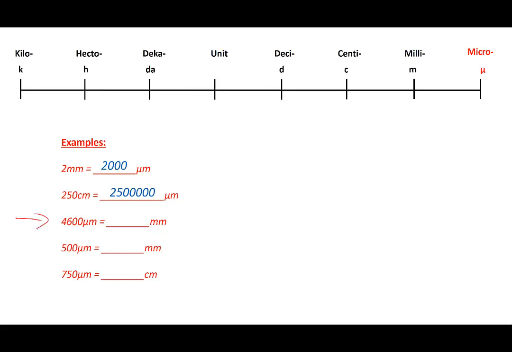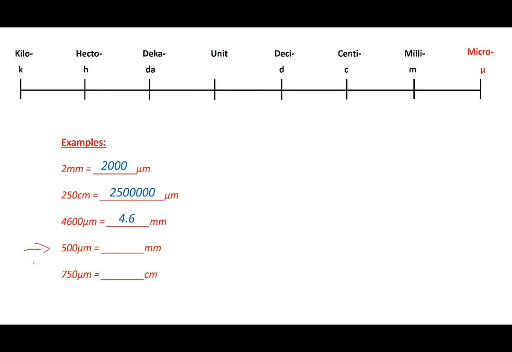Let's do the next one. So here we are at 4,600 micrometers, and we want to go to millimeters. Well, I'm moving to the left, and remember in this case we have to do the 3 steps. So I'm going to write 4,600. I'm going to put in my invisible decimal point, and I'm going to move it left because we're going from micro to milli. In this case, we have to move the decimal point 3 times, and so cleaning it up, we get 4.600, or simply 4.6 millimeters. So 4,600 micrometers is the same as 4.6 millimeters.